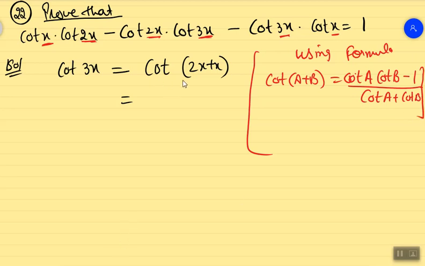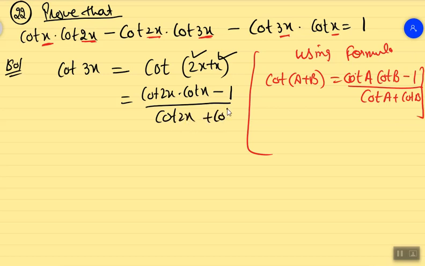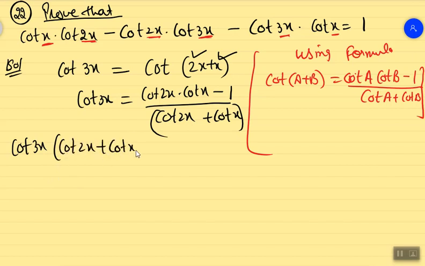Now, cot (a plus b): this is a, this is b. So cot 3x is equal to (cot 2x cot x minus 1) over (cot 2x plus cot x). Now just take the denominator to the left hand side and you will get the answer. Cot 3x times (cot 2x plus cot x) is equal to cot 2x cot x minus 1.